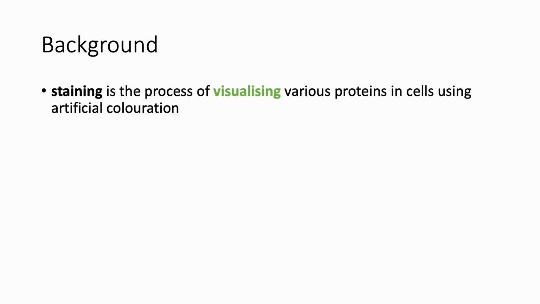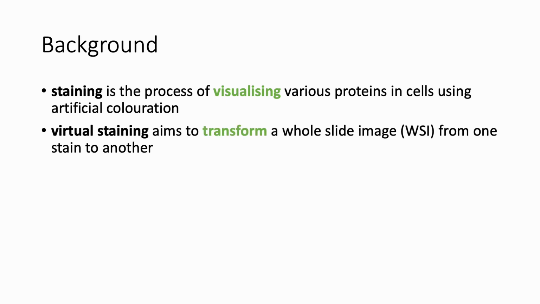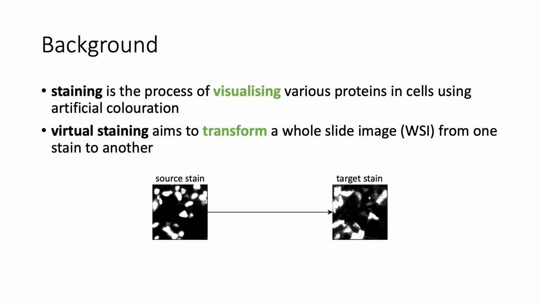Let's first define some key terms. Staining is the chemical process of visualizing specific types of cells in a tissue section using artificial coloration. On the other hand, virtual staining poses an image-to-image translation problem, where we task a deep learning model to transform a whole slide image from a source stain to a different target stain, so the resulting whole slide image appears as if it had been stained with our target stain instead.